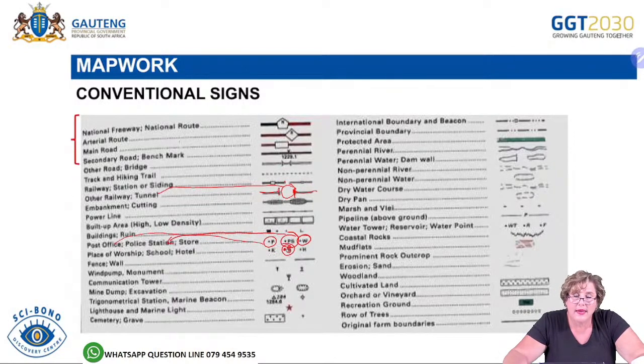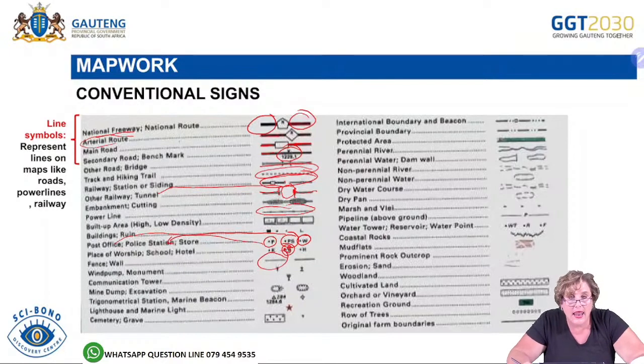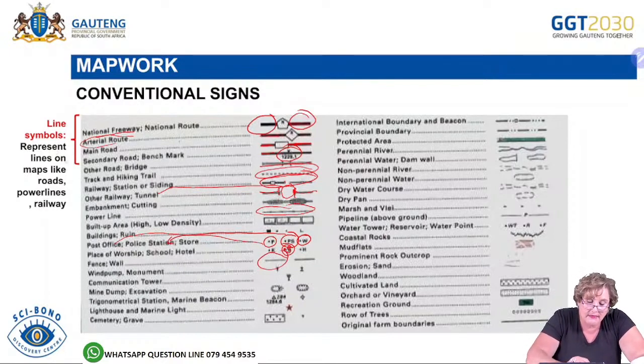Now you will see we can divide the symbols into points, lines and polygons. So your national freeway or your national road, an arterial road which is the R21, or a main road which is red, or just any other secondary road. There's also an example of a benchmark, or any other road, or a hiking trail, or a railway line, or a power line for that matter, or a wall, or line symbol. It's represented lines on a map like that.